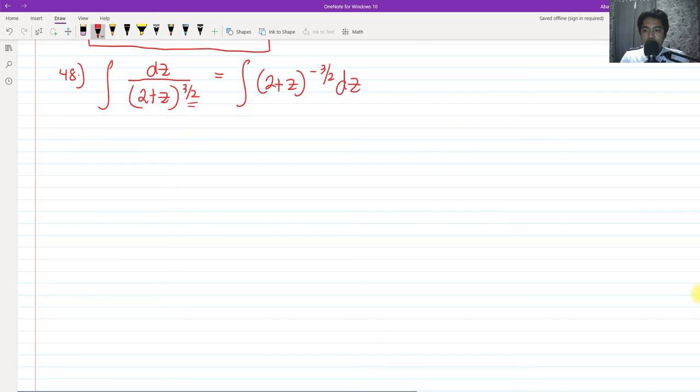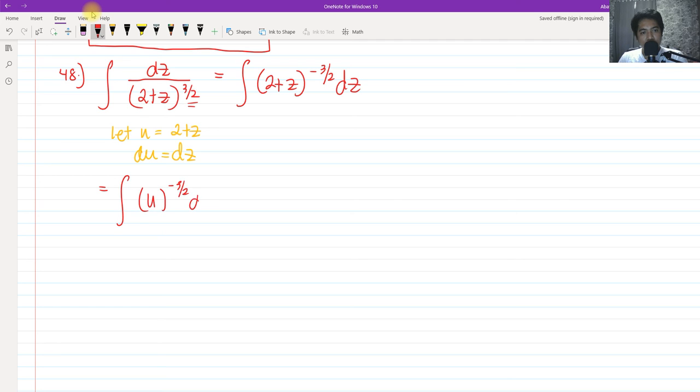Of course, don't forget to use U substitution, because you cannot really use the power formula without it. We let u equal 2 plus z, so du is dz. We have transformed this into u raised to negative 3 halves du. So that's the power formula: negative 3 halves plus 1 is negative 1 half. So we have u raised to negative 1 half all over negative 1 half plus c.